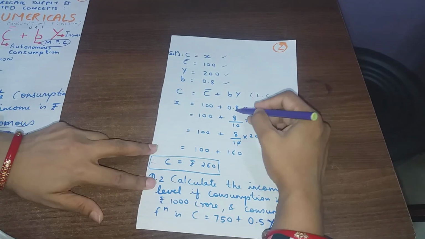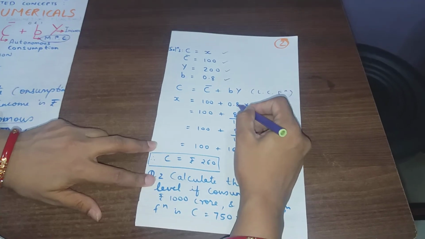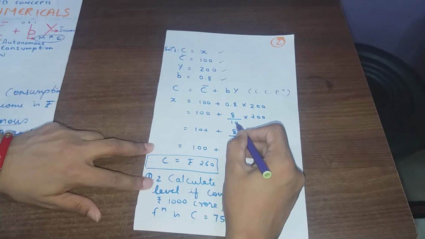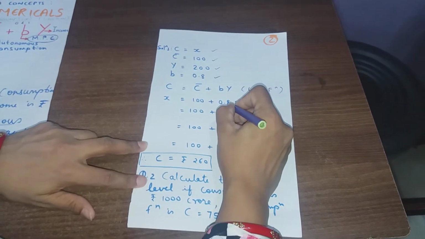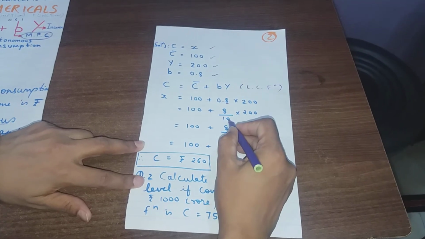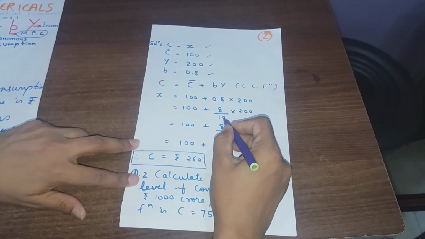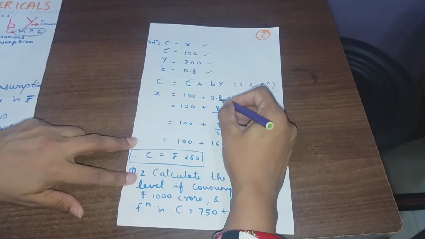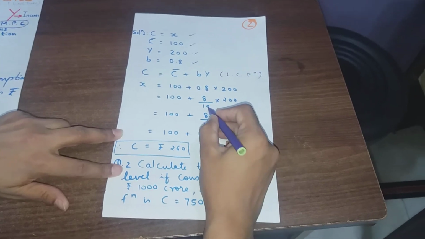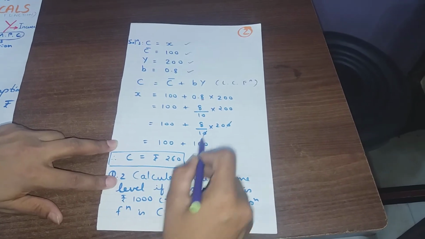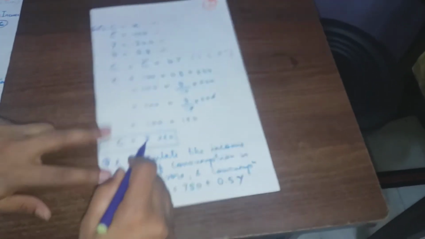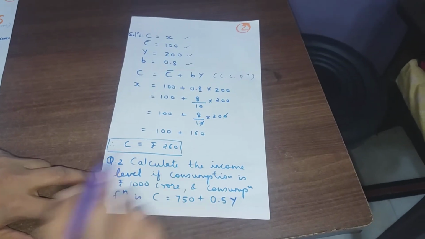Now to remove this decimal, it is in the numerator, so you need to remove this decimal by placing 10 in the denominator. The number of digits which are after the decimal point, that many zeros are to be put in the denominator if the decimal number is in the numerator. So on removing this point, you get 10 here. On cancellation, you get 8 into 20, that is 160. Now add these, you will get C is equal to rupees 260.